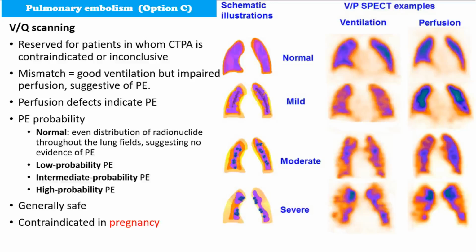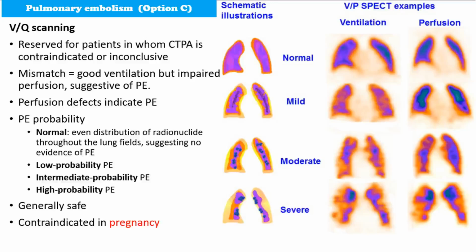Ventilation perfusion scanning is mostly reserved for patients in whom CTPA is contraindicated or inconclusive, or when additional testing is needed. A normal chest radiograph is usually required prior to ventilation perfusion scanning. Scans performed on patients with abnormal chest radiographs are more likely to result in false positives, as the images rarely appear normal or low probability of PE in such patients.